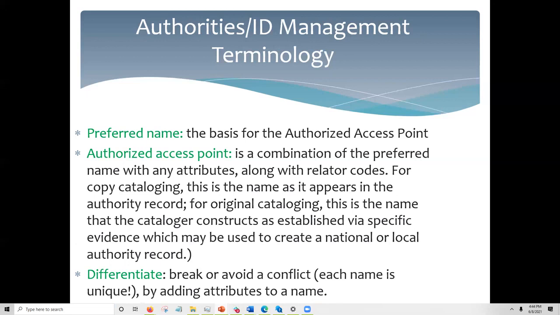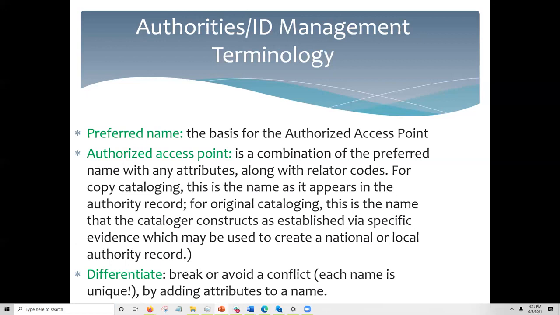Authorized access point in a MARC record. This is a combination of the preferred name with any attributes. And then we have something called relator codes, and relator codes or relator terms are just the cataloger making a decision about how that person is connected to that work. Robin Fay is the writer, or the author. So author would be the term that I would use for that. Or, Robin Fay is the illustrator. So I'm going to use illustrator for that.